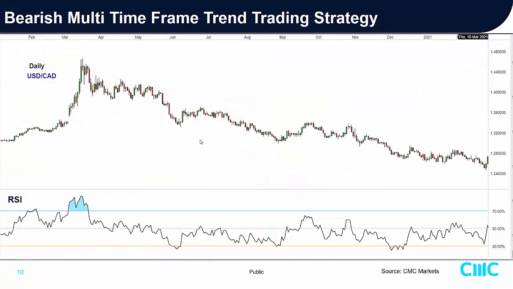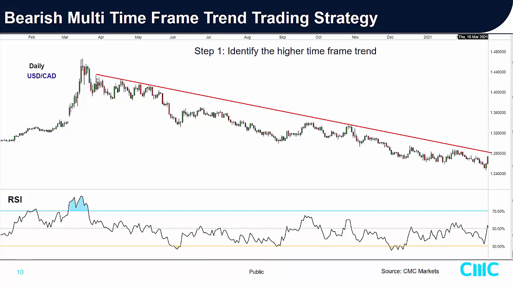Now let's go to one more, the last example, which will be this bearish scenario, the bearish multi-time frame trend trading strategy, using the example of dollar versus Canadian dollar, USD/CAD in short. The higher time frame will be the same, the daily time frame, so I will identify the higher time frame first. If you look at it, the lower high and the lower low have been capped by this descending resistance. So for sure this is in a downtrend.